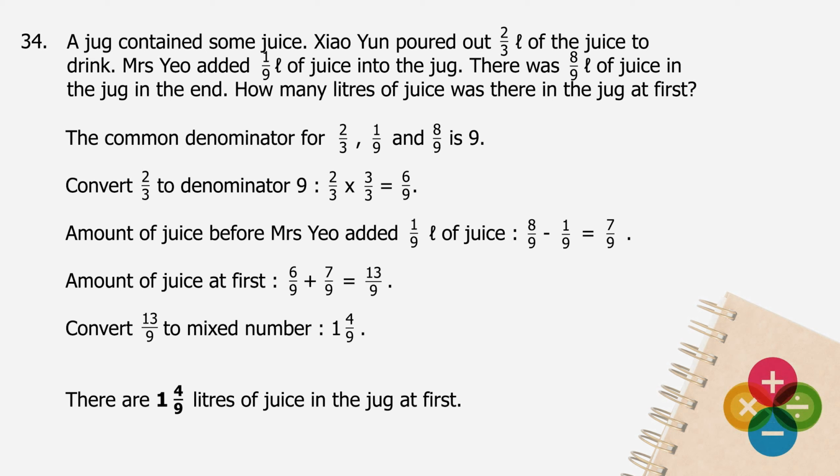The common denominator for 2/3, 1/9, and 8/9 is 9. Convert 2/3 to denominator 9 will be, multiply 2/3 by 3, and the product is 6/9. The amount of juice in the jug before Mrs. Yo added 1/9 liter of juice will be, subtract 8/9 from 1/9, and the difference is 7/9. The amount of juice in the jug at first will be, add 6/9 to 7/9, and the sum is 13/9. Convert 13/9 to mixed number will be 1 4/9. There are 1 4/9 liters of juice in the jug at first.